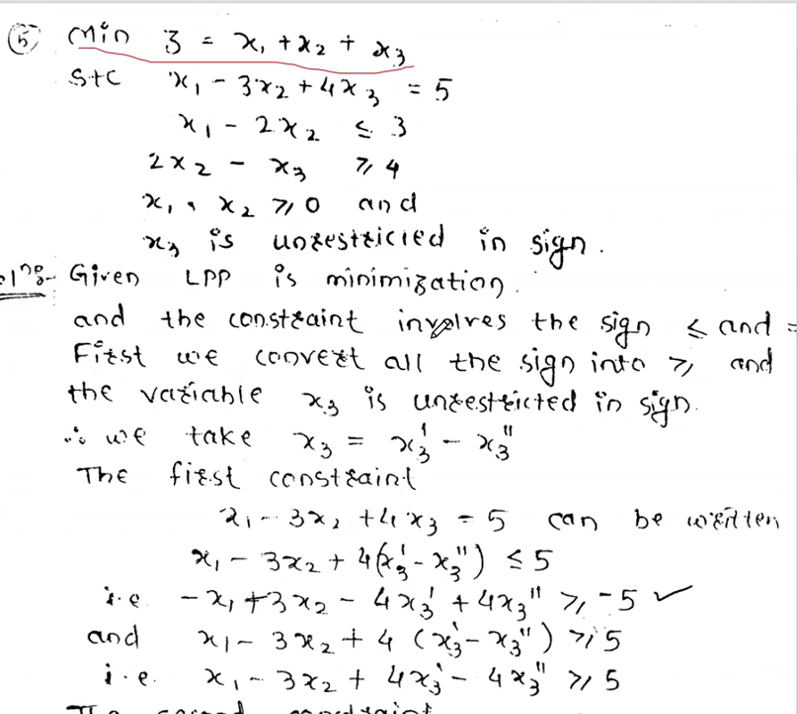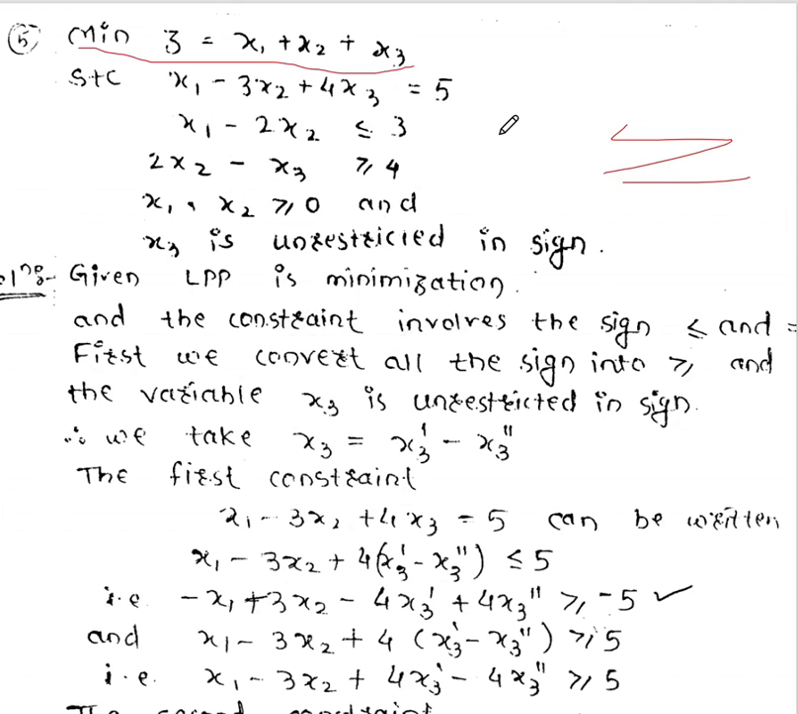So what is given? The given problem is in the form of minimization. The given LPP is minimization, so we want all the signs to be greater than or equal to. So first we will convert all the signs into the form of greater than or equal to. Here is an equal to sign.